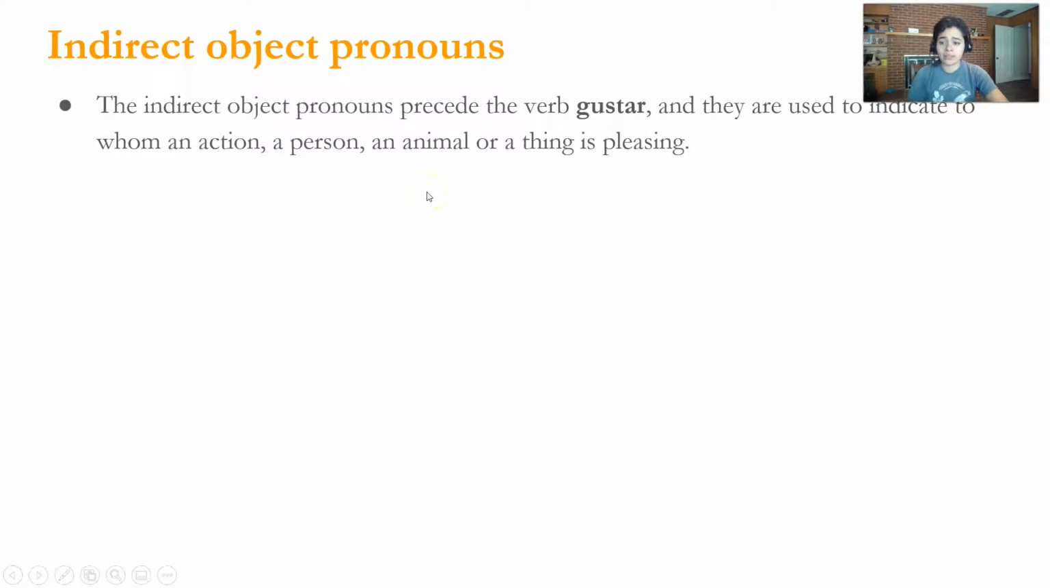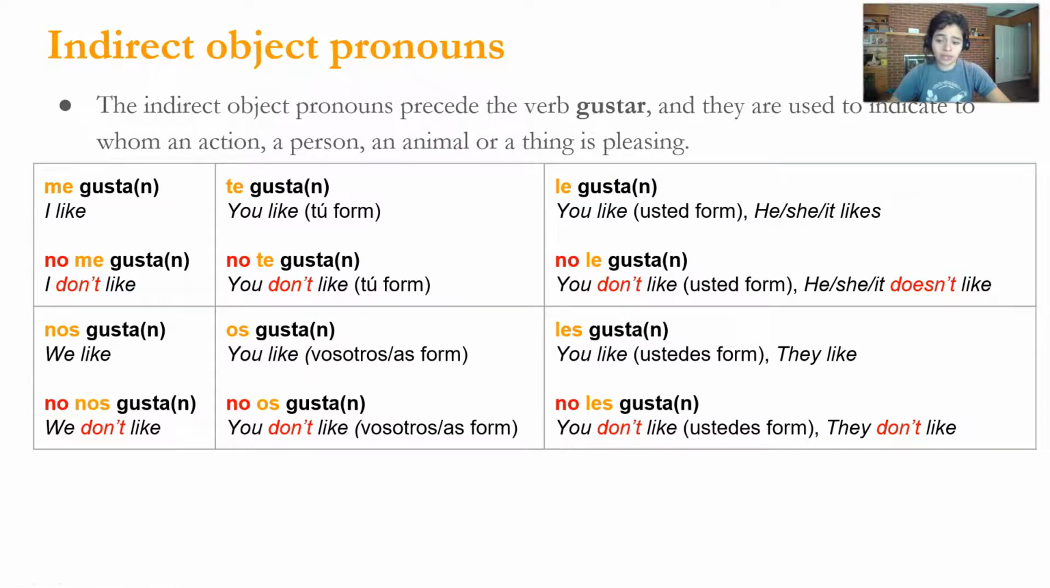Indirect object pronouns. The indirect object pronouns precede the verb gustar, and they are used to indicate to whom an action, a person, an animal, or a thing is pleasing or displeasing, right? So here we have all the indirect object pronouns. Me gusta is referring to me, I like. No me gustan, I don't like. Te gustan is referring to you in the tú form. No te gustan, you don't like. Le gustan can either refer to you in the usted form or he, she, it likes, right? Le gustan. No le gusta. You don't like, he, she, it doesn't like.